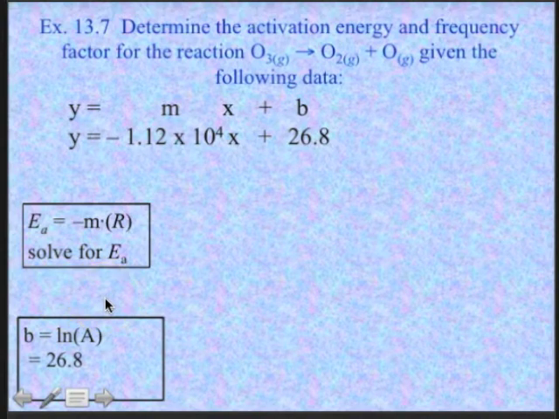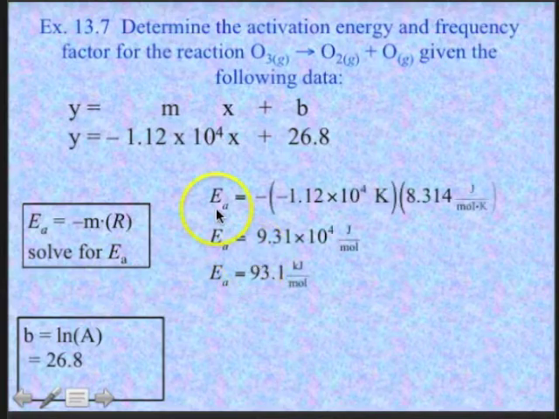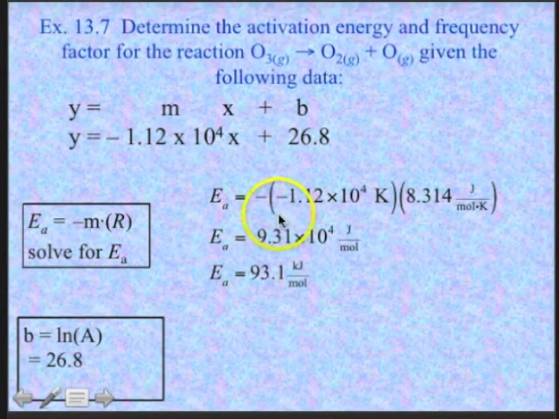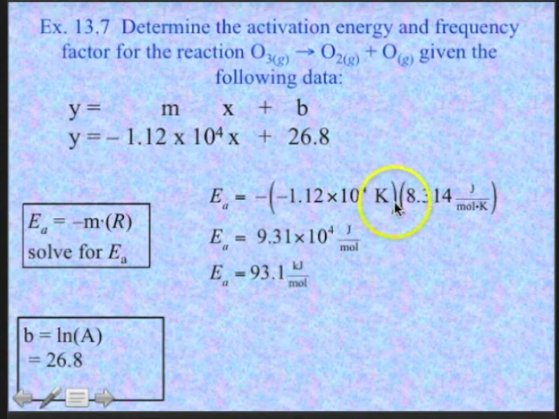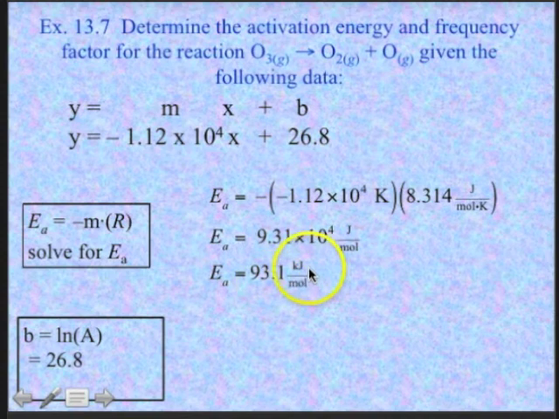Okay, so here we go. You've calculated it now, and E sub A is going to be equal to minus the slope, which is a negative number, minus 1.12 times 10 to the 4 K, times the gas law constant. Multiply that, and you'll end up with 9.31 times 10 to the 4 joules per mole, or 93.1 kilojoules per mole. So there's your activation energy.